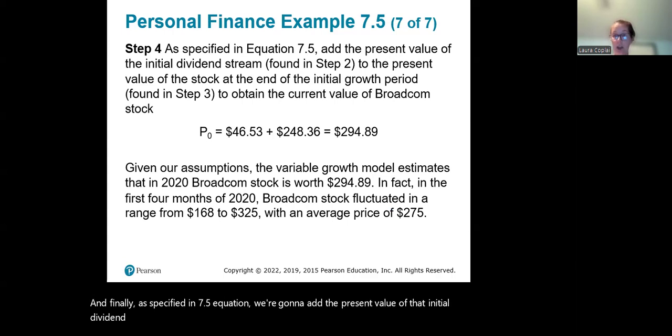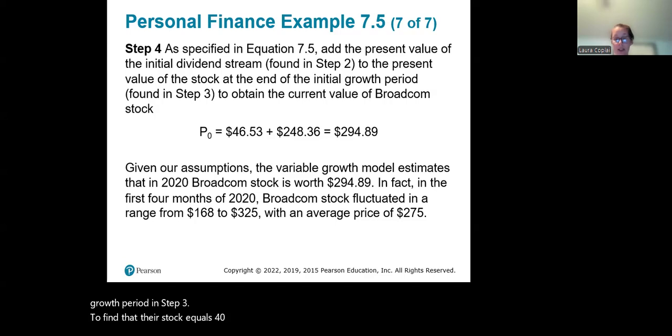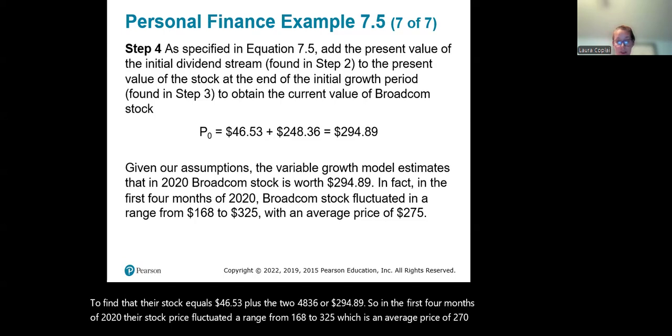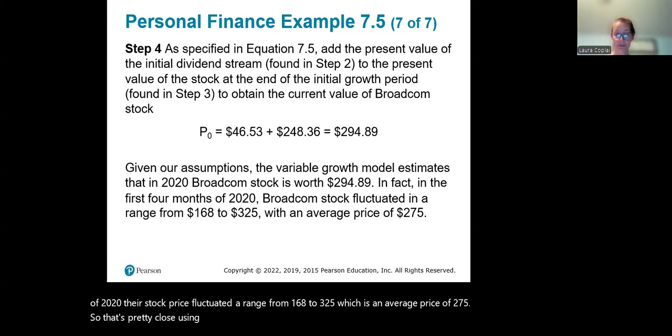And finally, as specified in equation 7.5, we're going to add the present value of that initial dividend stream found in step 2 to our present value of the stock at the end of that initial growth period in step 3 to find that their stock equals $46.53 plus the $248.36, or $294.89. So in the first 4 months of 2020, their stock price fluctuated in a range from 168 to 325, which is an average price of 275. So that's pretty close using those assumptions.